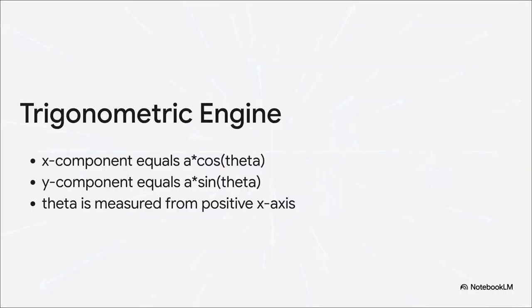And here is the trigonometric engine powering that whole upgrade. The x component is simply the magnitude of the vector multiplied by the cosine of the angle theta. The y component, that's the magnitude multiplied by the sine of theta. Just keep in mind, theta is the angle measured counterclockwise from the positive x-axis. With just these 2 simple equations, our simulator can effortlessly calculate the exact projections of any vector. It takes those complex diagonal movements and breaks them down into clean, manageable grid steps.